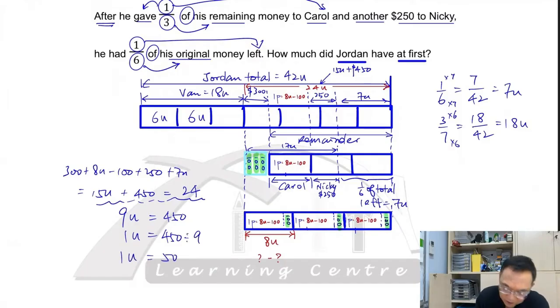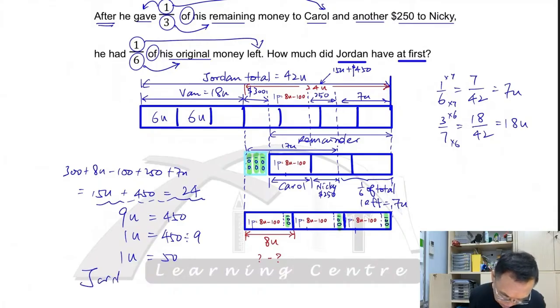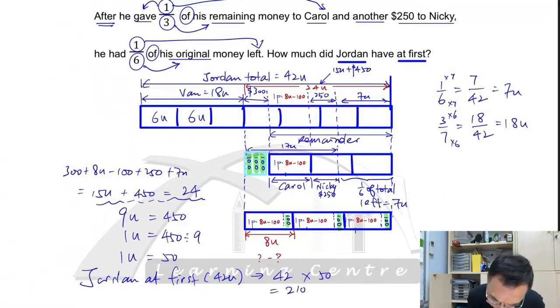If 1 unit is 50, drum roll. What's the answer to this question? Yes, then the answer is $2,100. Okay, very good. Because the total is 42 units. This is 1 unit. Take this times 42. So to find Jordan at first, which is 42 units, that will be 42 times 50 equals 2100.